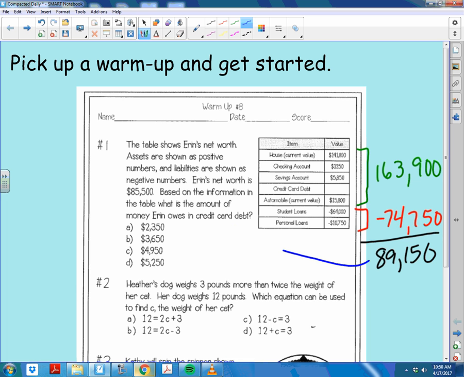Yeah, from there it's the difference between this and this. And I saw that it's B. Okay. Any questions on how you solve that?